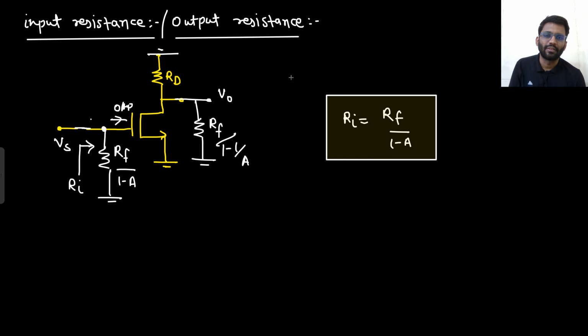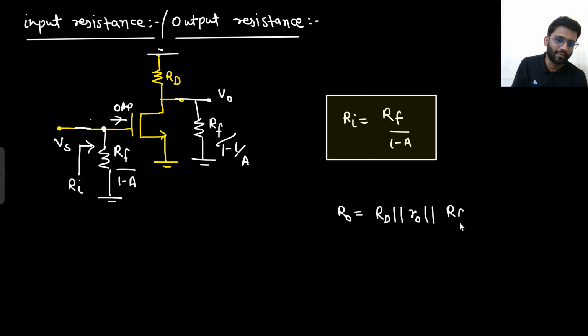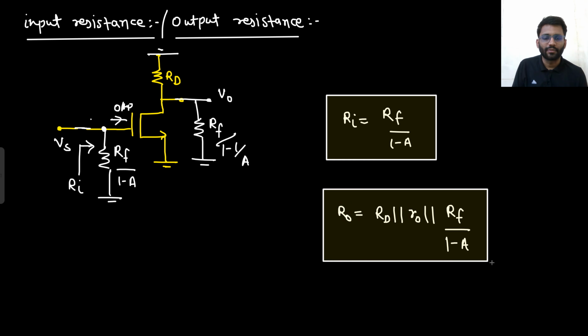Tell me what will be the output resistance? R out. So for writing R out, what you will do? You will short circuit this. If Vs is shorted, that means there is 0 current in this one. So from V0 to ground, what do you see? RD you see parallel with this resistance. Also R0 is there. So RD parallel R0 parallel this resistance RF upon 1 minus 1 by A. So this is the output resistance.